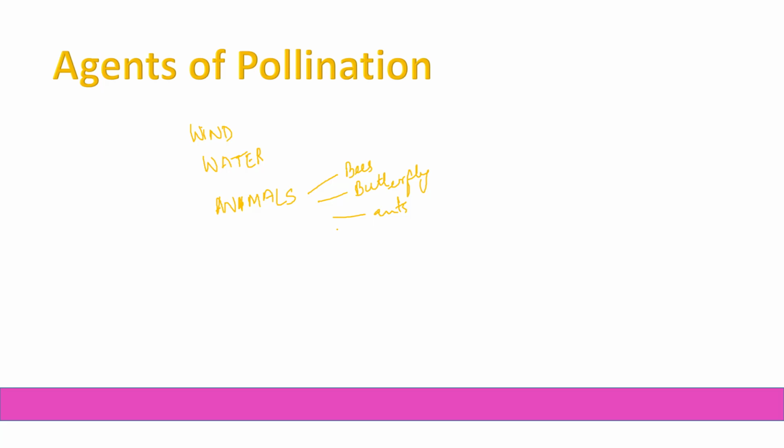Okay. So now wind and water cannot see the color or smell the flower. But when it comes to animals, they can see the flowers and smell them. So to attract those animals, the flowers have got different colors or different kinds of smell, so that more insects come towards them and help them to pollinate.